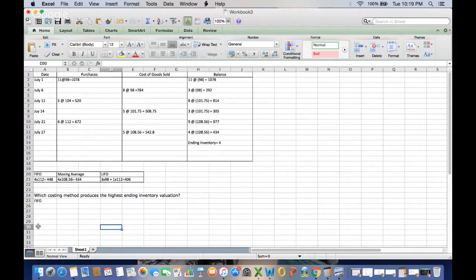Part C, which costing method produces the highest inventory valuation, and that is FIFO. You answered that question a couple times, I feel like, in the homework, but that is because you are using the most recent purchases, and it's just the most up-to-date costs.